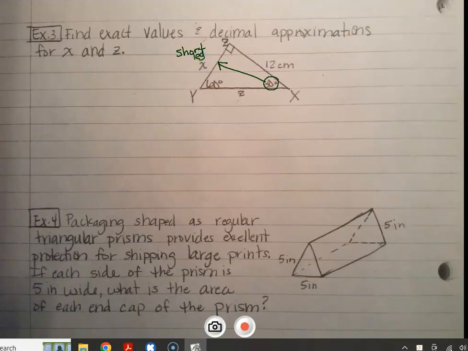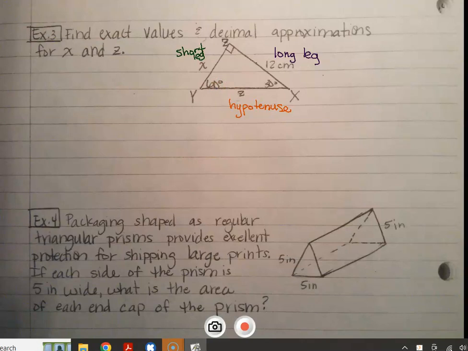Opposite of my 60-degree angle is my long leg. And it's going to get kind of messy here. Opposite of my right angle is my hypotenuse. Okay, so those angle measures tell you a lot about these. All right, so let me clean this up a little bit. I'm going to leave my notes, but I'm going to erase my arrows here.